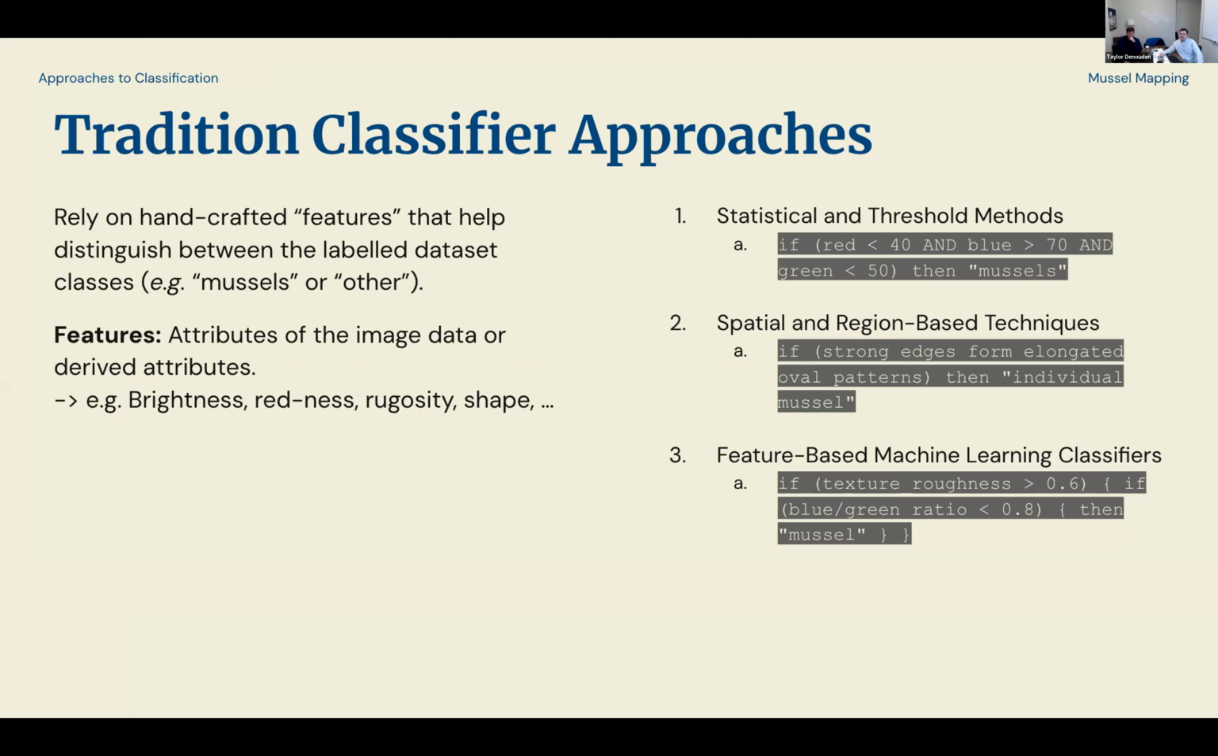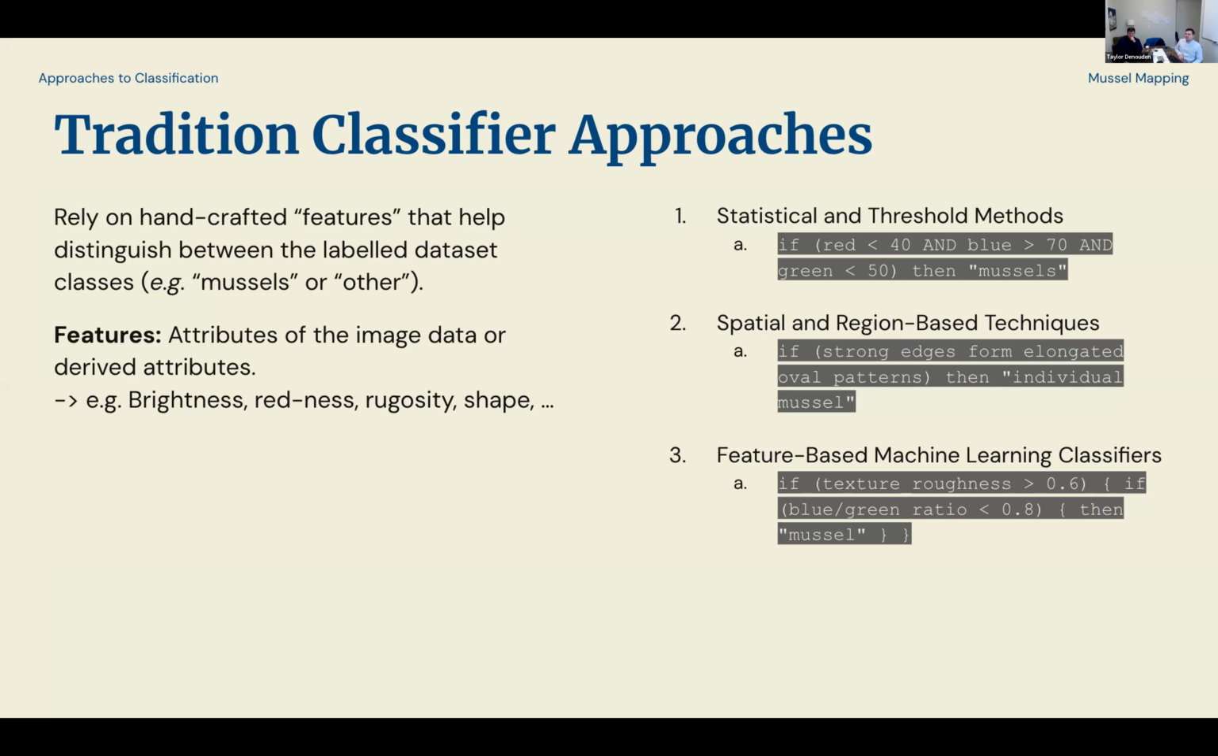And they can work really well, but the downside of these things is that they all rely on these handcrafted features, things that we have to come up with as descriptors to help differentiate between what is a mussel and not a mussel. And so often we call these things features, which are just attributes of the data that help to make these decisions.